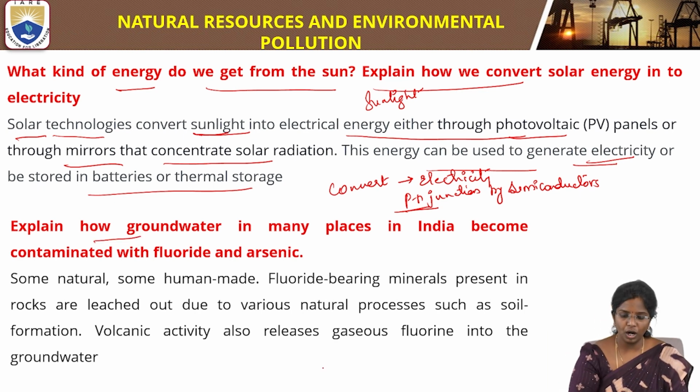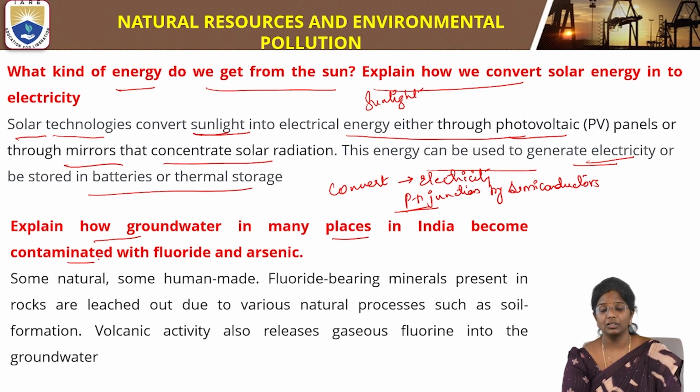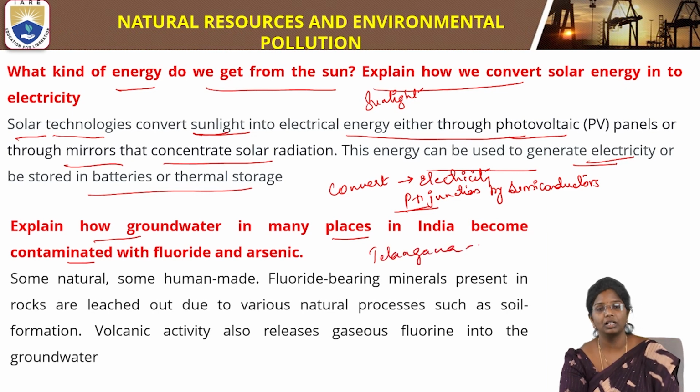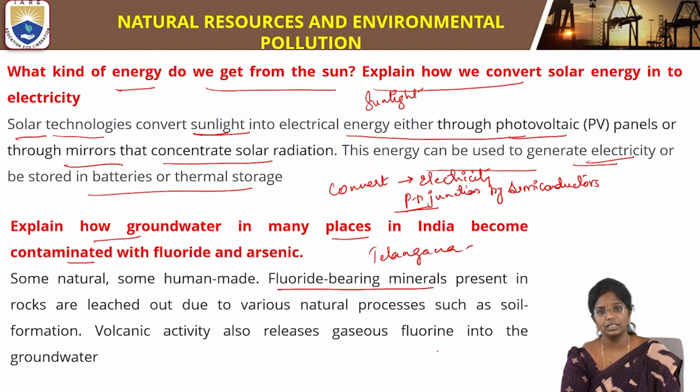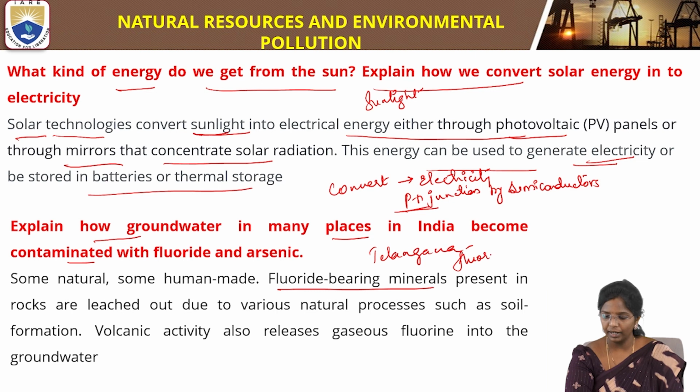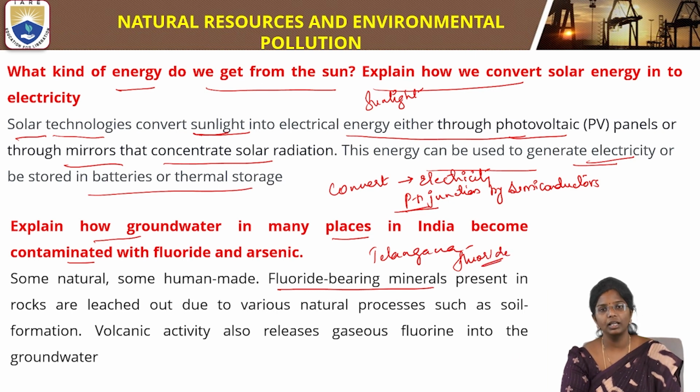Next, explain how groundwater in many places in India becomes contaminated with fluoride and arsenic. So this is even seen in one of our areas in Telangana, like Nalgonda, etc., wherein high content of fluoride is present in the groundwater. So this is because of the fluoride bearing minerals or the ores that are present in the earth's crust. So that leaches into the water and forms high fluoride content. So this will affect the health a lot, causing fluorosis.